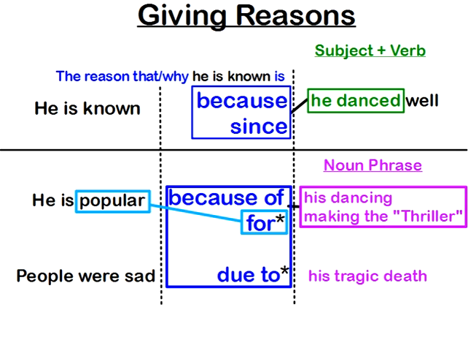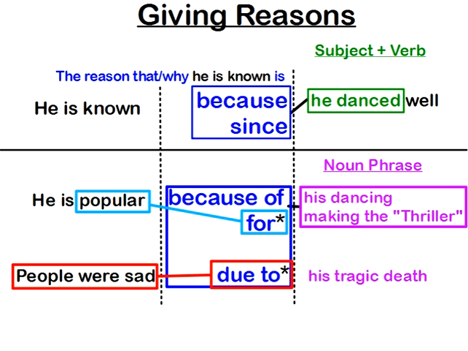Now, the last one: people were sad due to his tragic death. So due to, again, uses the noun phrase, but why is due to special? That's right. With due to, I always have to describe a negative reason why. Why is this negative? Or was this a bad thing? For example, people were sad. That's not a good thing. People were sad due to his tragic death.